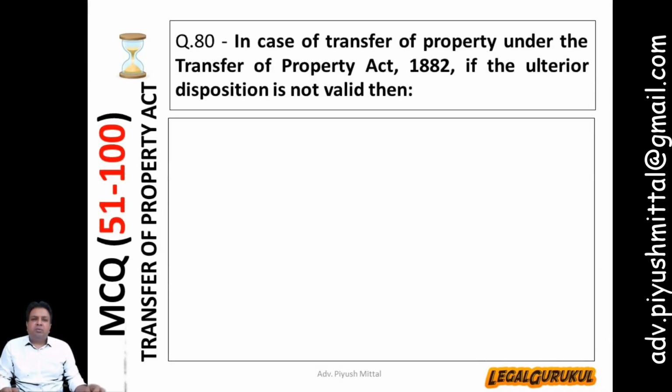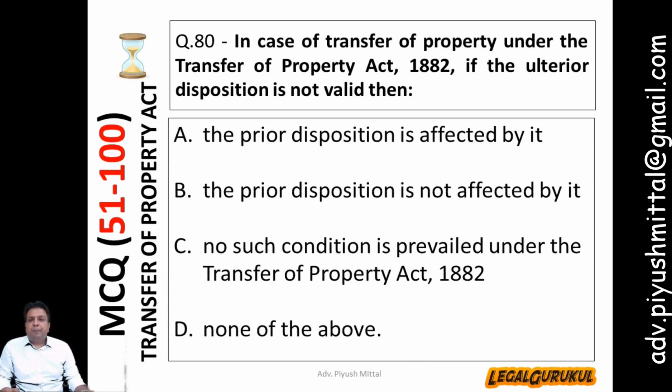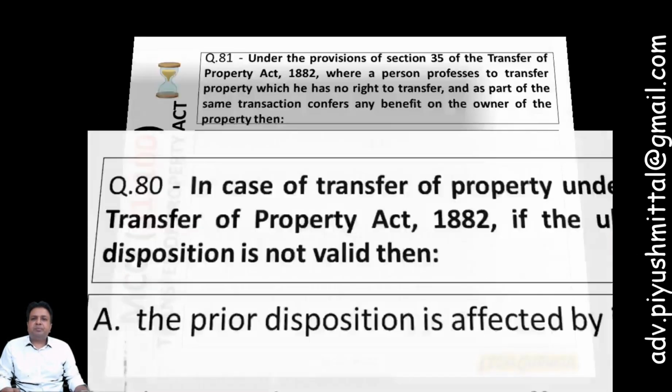Question number 80. In case of transfer of property under the Transfer of Property Act 1882, if the ulterior disposition is not valid, then A, the prior disposition is affected by it, B, the prior disposition is not affected by it, C, no such condition is provided under the TPA Act, D, none of the above. And the correct answer is B, the prior disposition is not affected by it.